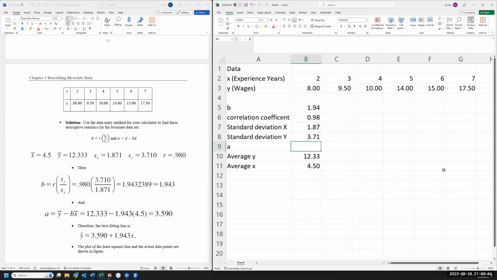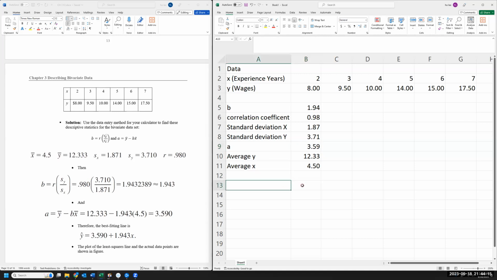Okay, so what is our A? A is equal to average Y minus, and because I'm paranoid, I'm going to put a parentheses, B times average X, close parentheses. I like to group them in a parentheses to make sure they are done before they get subtracted. Enter. 3.59. All right, so we know our B, we know our A.